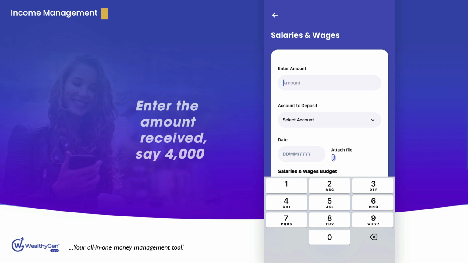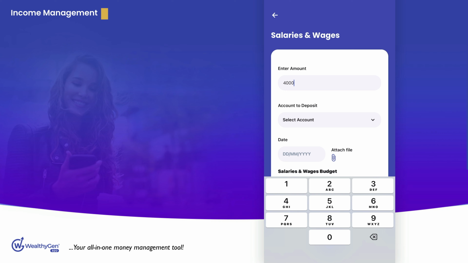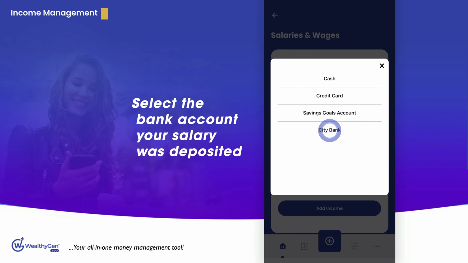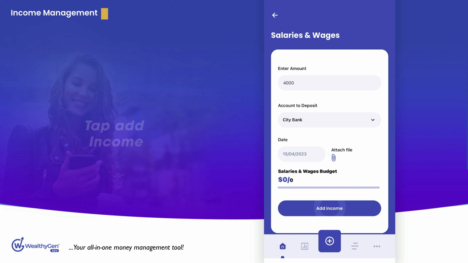Enter the amount received, say $4,000. Then, account to deposit, select the bank account your salary was deposited. Enter the date received. And then add income.